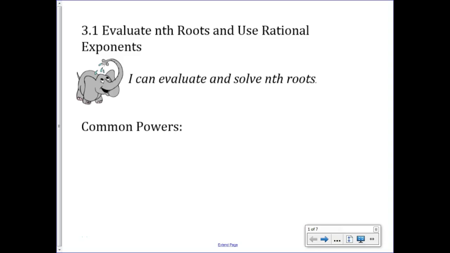Hey guys, we are looking at evaluating and solving nth roots. So the first thing we need to talk about is some common powers that we know. So taking things to the third power. 2 to the third gives us 8. 3 to the third is 27.